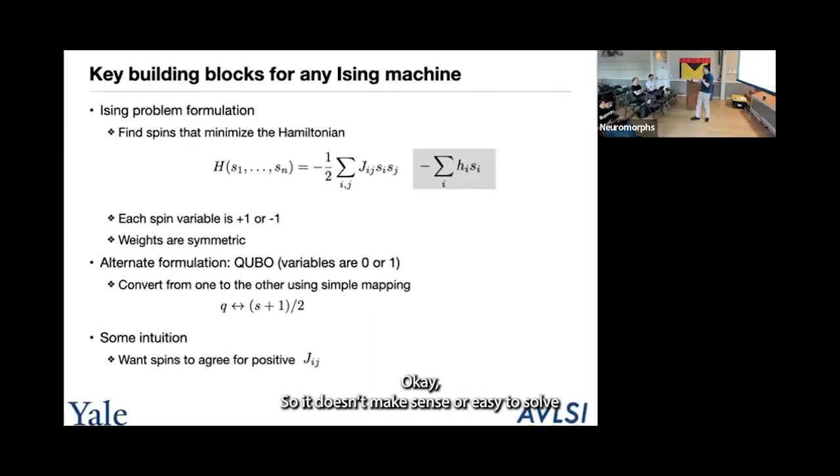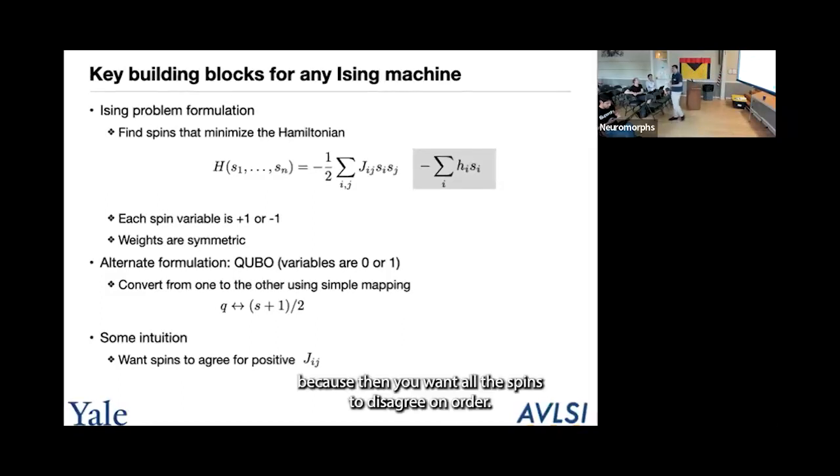I apologize in advance if I mixed up positive and negative and minimization and maximization. Okay, so does that make sense? So it's easy to solve that case. The interesting cases are, of course, when the Jij is a mixture of positive and negative, or even all negative, because then you want all the spins to disagree. Okay. So far, so good.